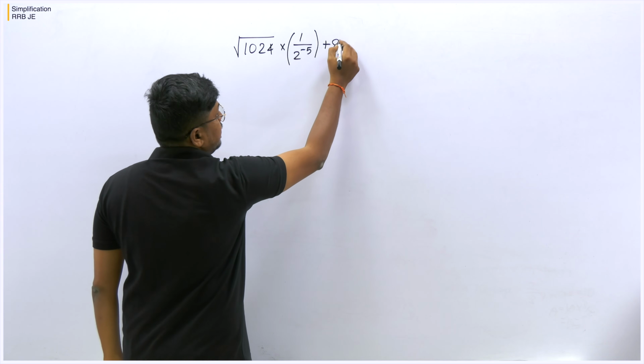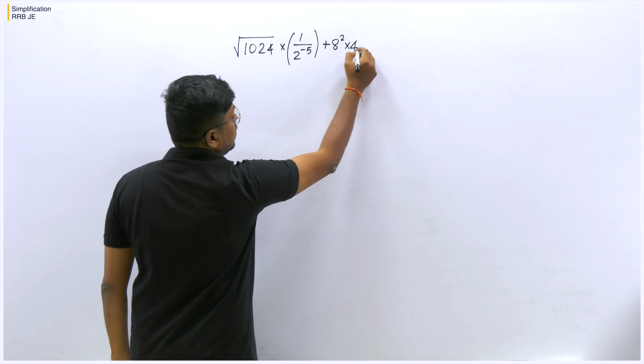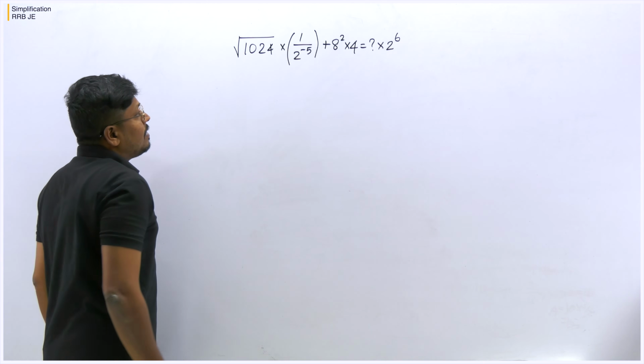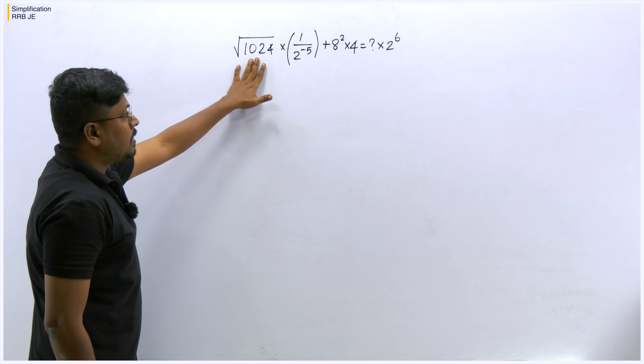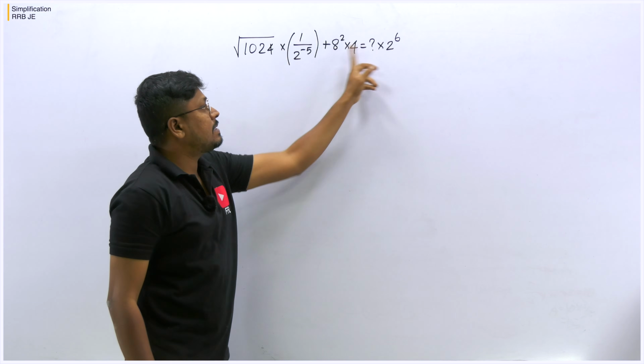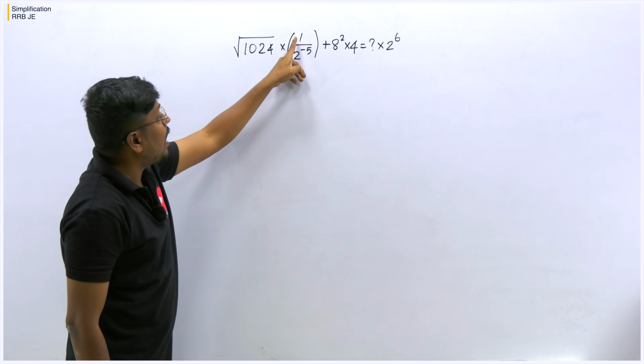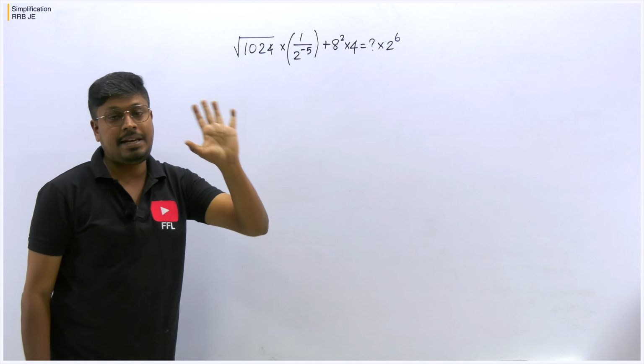into 1 divided by 2 power minus 5, plus 8 square into 4 is equal to question mark into 2 power 6. Just see here, we have a square root, and here we have 2 power 6, like surds and indices, a power m, a power n logic, and here you have 1 divided by 2 power minus 5.